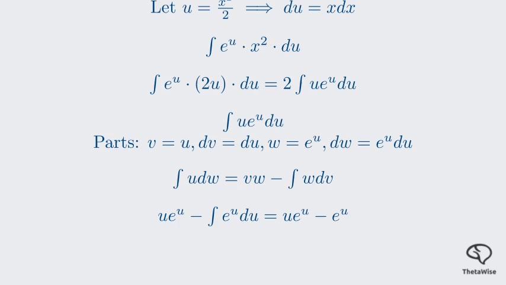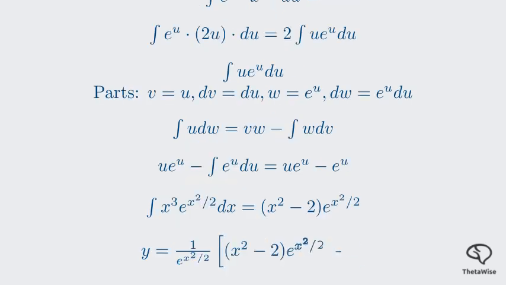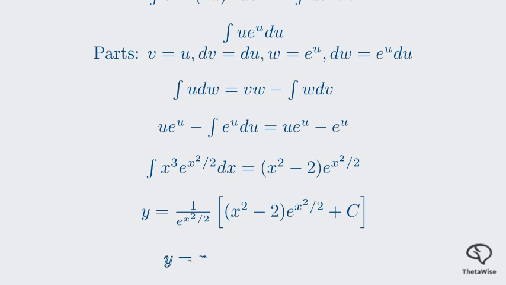2e^(x²/2), 2. So, the result of our integral is e^(x²/2) times the quantity x² minus 2. Step 4. Substitute this back into our general solution formula. y equals 1 over e^(x²/2) times the integral result plus c. Distributing, we get y equals x² minus 2 plus c times e^(-x²/2).